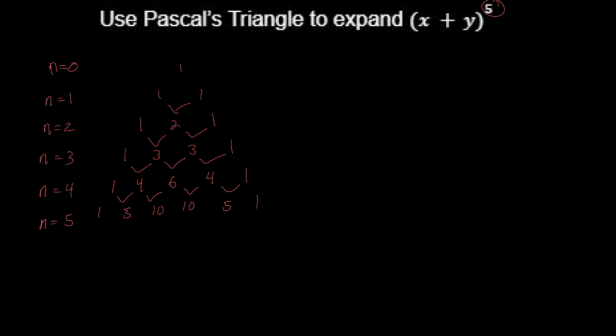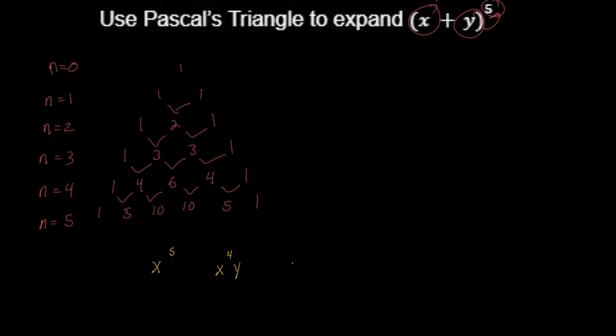Now, as far as the variables go, we'll start with x to the 5th, and we'll work our way towards y to the 5th. The sum of the exponents will always match the exponent on the outside of the parentheses. So, applying this, we're going to start with x to the 5th. Then we'll have x to the 4th, y to the 1st, or just y.